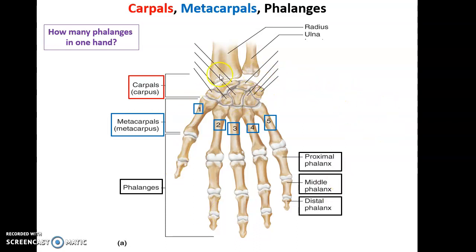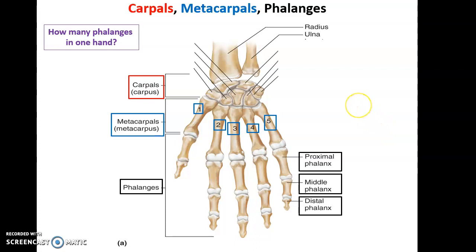Within the hand, we have the small bones of the wrist. These are the carpals. There are 8 carpals in the wrist. Then there are 5 metacarpals. They're numbered 1, 2, 3, 4, 5. One starts on the same side as the thumb. And then we have the phalanges, making up the bones of the fingers. So the thumb has a proximal phalanx 1 and a distal phalanx 1. The index finger has proximal phalanx 2, middle phalanx 2, distal phalanx 2, and so on. So how many phalanges are in one hand?